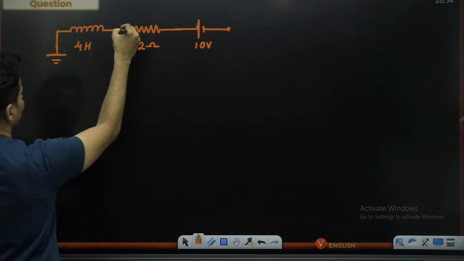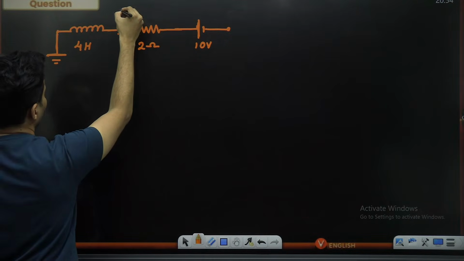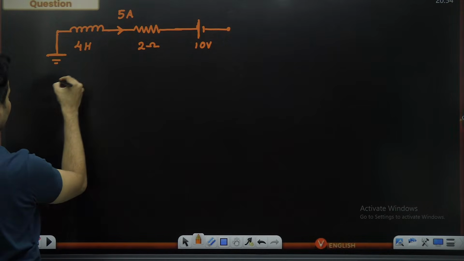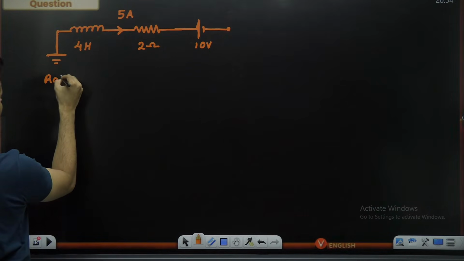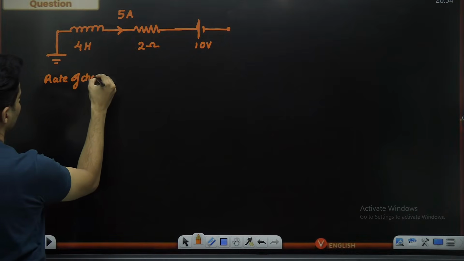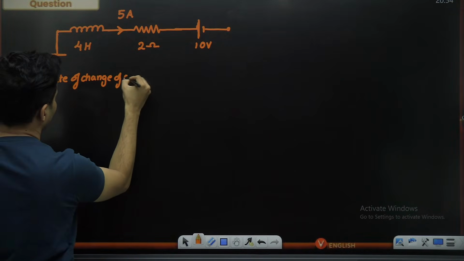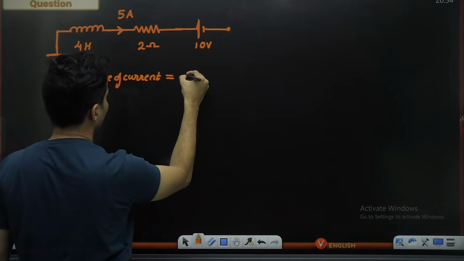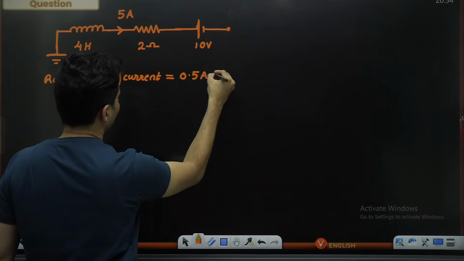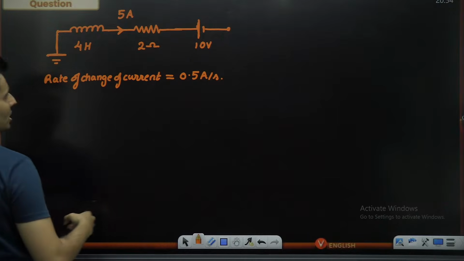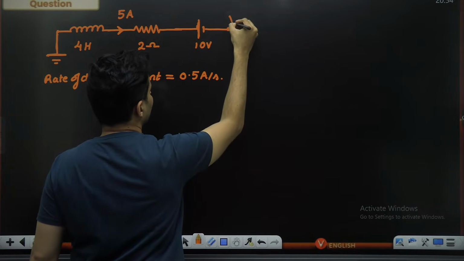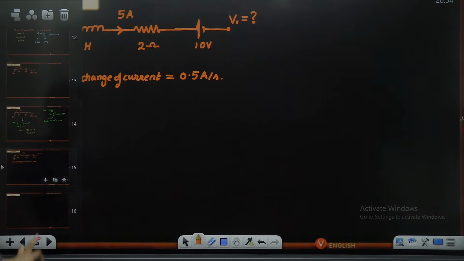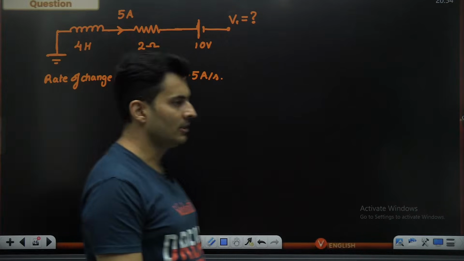Somehow there is some current flowing of 5 amperes, and the rate of change of the current is, for example, 0.5 amperes per second. The question is, find this voltage V1. How much is this voltage V1? That is the question. So again, based on Kirchhoff's law, it is very obvious.